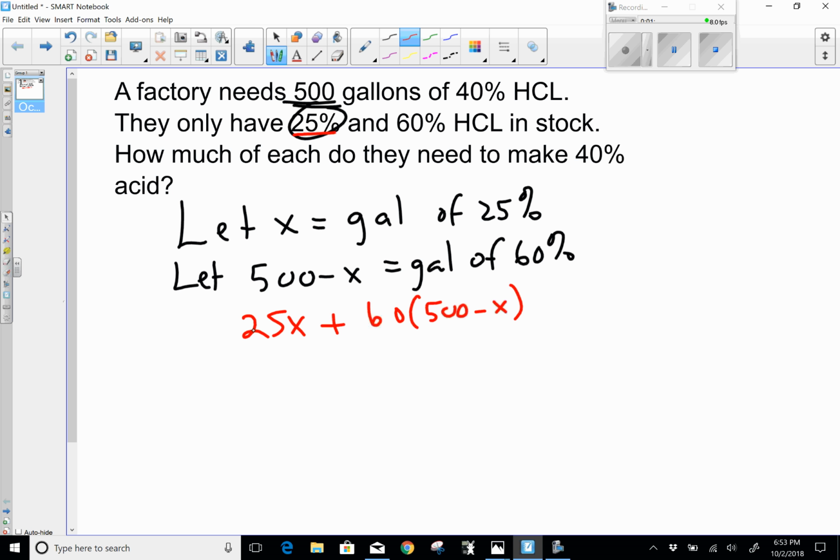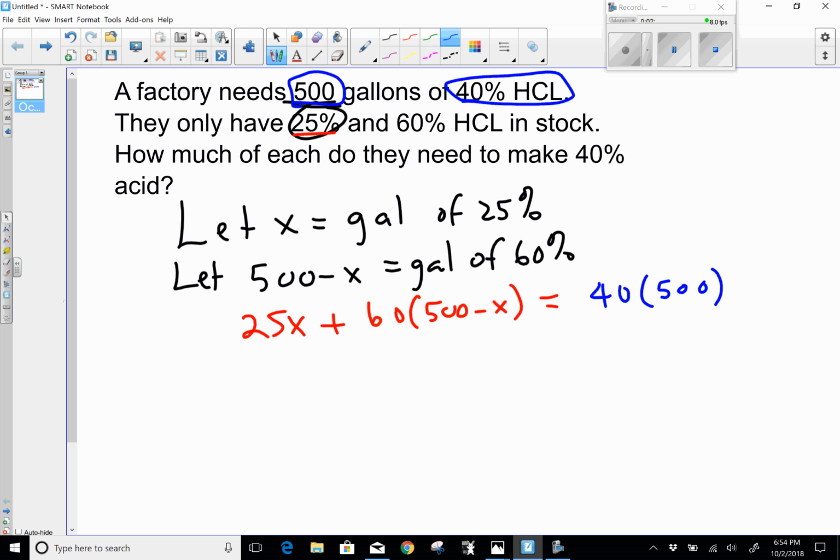These are matched together, right? This is the percent, and you're multiplying it by how many gallons. This is the percent, which is 60%, and we're multiplying it by how many gallons, which is 500 minus x. Altogether, we want 500 gallons, so I'm going to put this in blue. We want 500 gallons of 40%. So on this side of the equal sign, we want 40% times the 500 gallons. This is what we want to have all together.